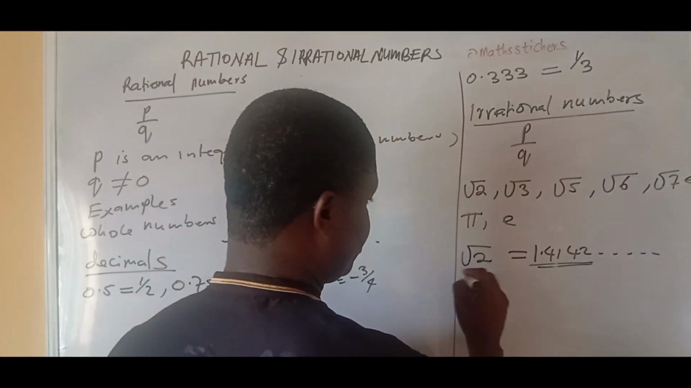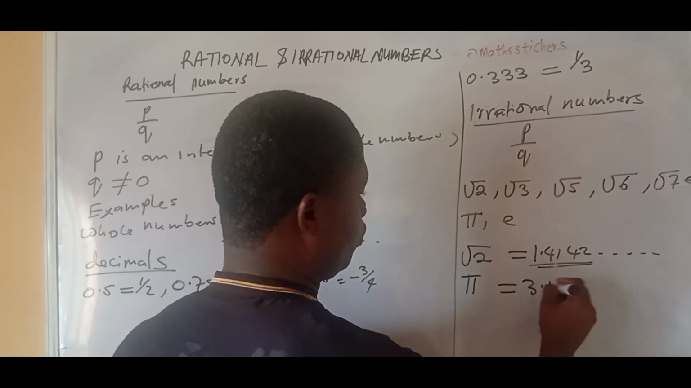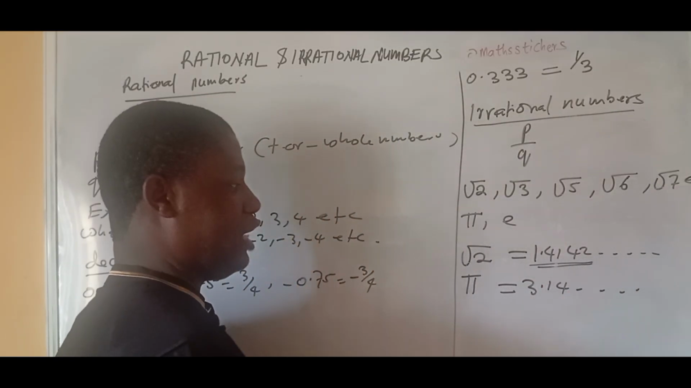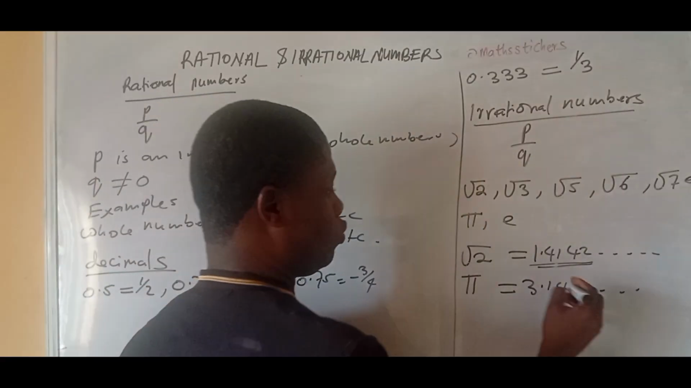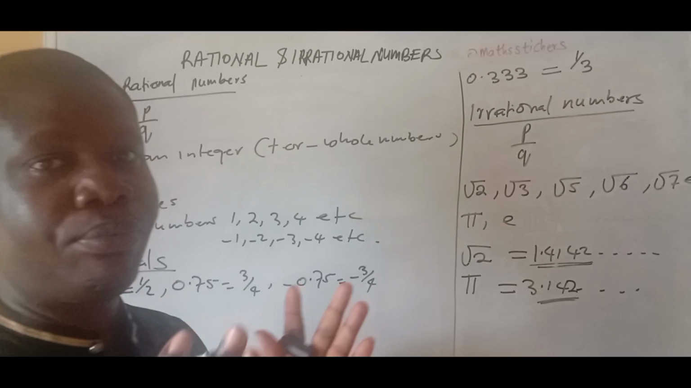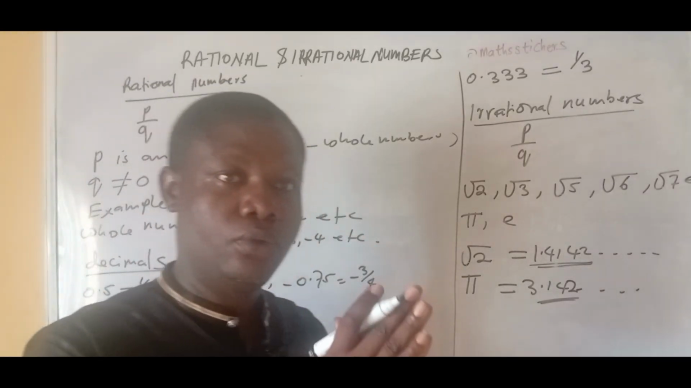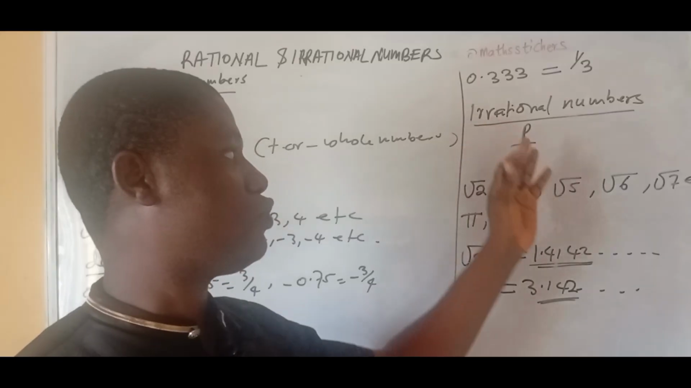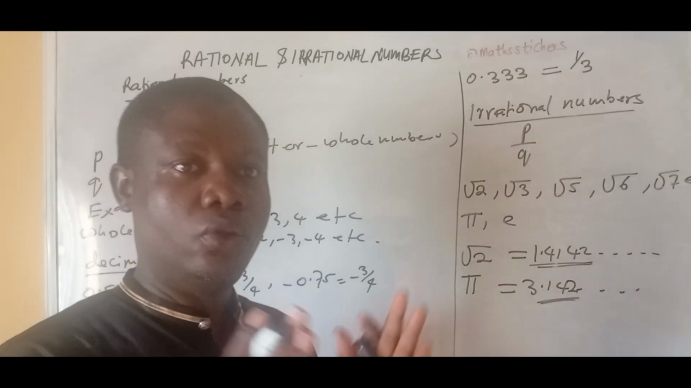Now, pi, for instance, will give you 3.14 something. Okay, it continues. But here we make use of the approximate value, which is 3.142. Okay, so numbers that we don't know their exact value, rather we make use of their approximate values, are regarded as irrational numbers.